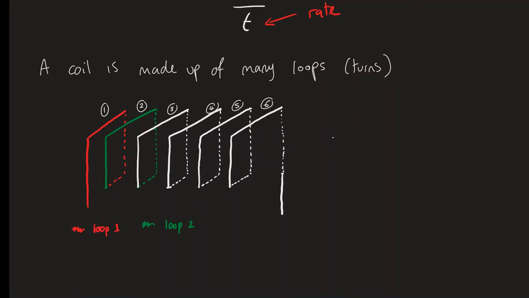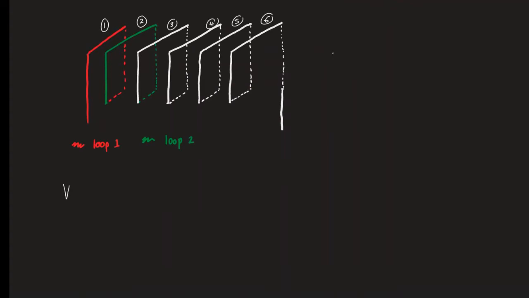So the key idea is this: if the flux through a loop changes, then a voltage is induced across that loop. Earlier it was stated that the voltage is directly proportional to the rate of change of flux, but we can actually go further and say that the voltage induced is equal to the rate of change of flux through the loop. So we'll write that down. Voltage for a loop is equal to the rate of change of flux through that loop.